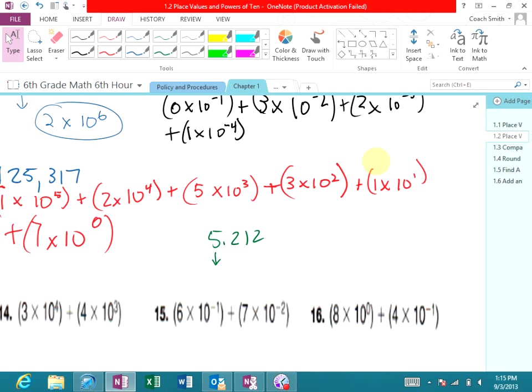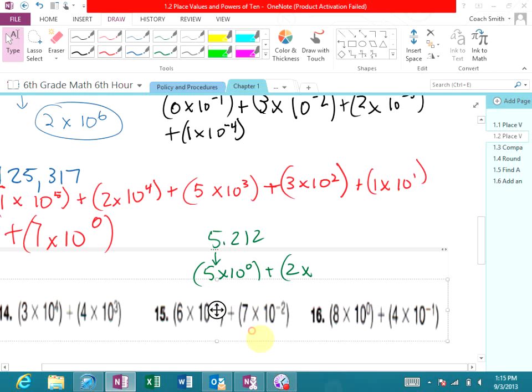What? 10 to the 0 power. Yes, it's 10 to the 0 power. Right here. We've already talked about it about 3 times now. I knew it'd throw you off, though. That's why we're doing it. So we have 5 times 10 to the 0 power plus 2 times, what comes after 0?